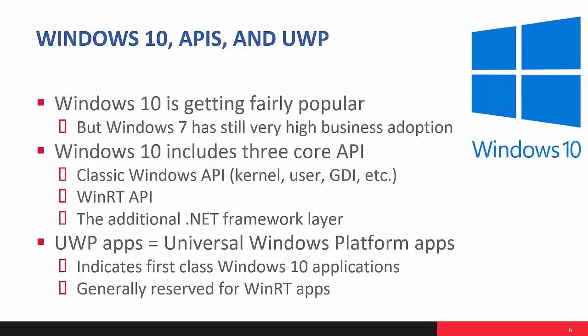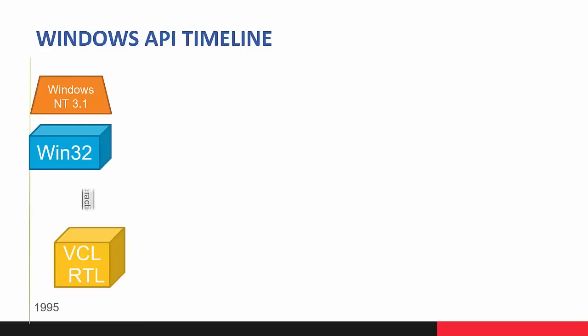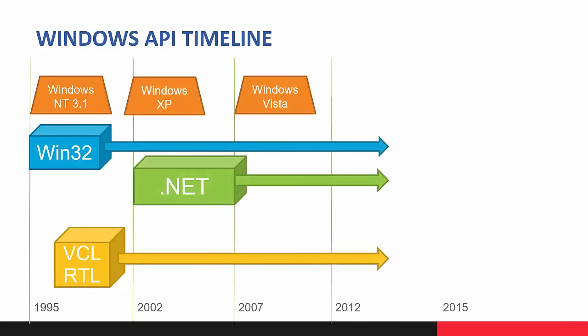Now there's also a concept, a Universal Windows Platform. That's a first-class Windows 10 application. The UWP acronym is generally reserved for WinRT apps, but using one of the bridges, you can use a different, older technology to create a Universal Windows Platform application that can be hosted on the store or deployed through a specific mechanism. So let's focus on the core API timeline.